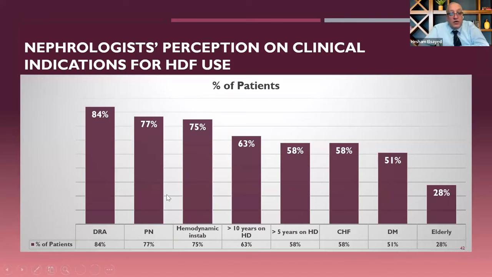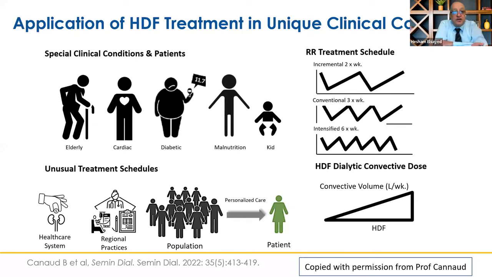Patients with dialysis-related amyloidosis, neuropathy, hemodynamic instability, long vintage on dialysis, 5 or 10 years, patients with heart failure, patients with diabetes, and the elderly. I think all can agree that this is a true indication to start hemodiafiltration, especially for patients with hemodynamic instability. Application of hemodiafiltration can fit the elderly. Keep in mind albumin loss and nutritional status: cardiac, diabetic, malnourished.